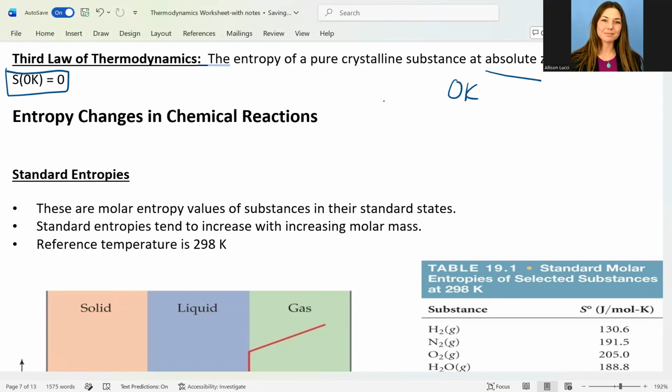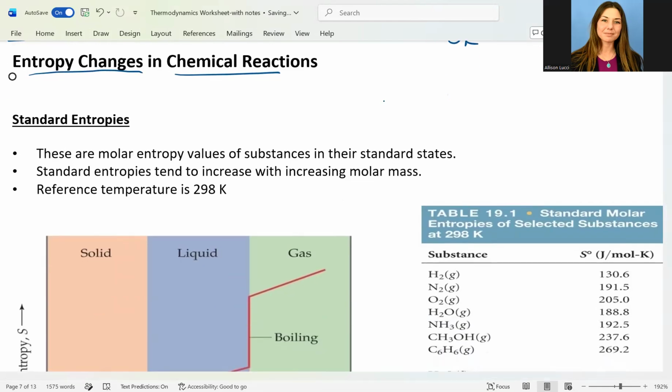So let's look at some entropy changes when we talk about chemical reactions. Standard entropies, by definition, are the molar entropy values of substances in their standard state. Whether something in its standard state is a gas just means at standard temperature and pressure, right? So at 298 Kelvin, the reference temperature, we usually see hydrogen in the form of gas, nitrogen gas, oxygen gas.